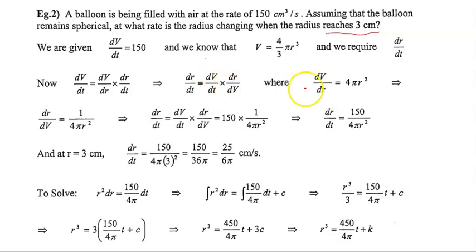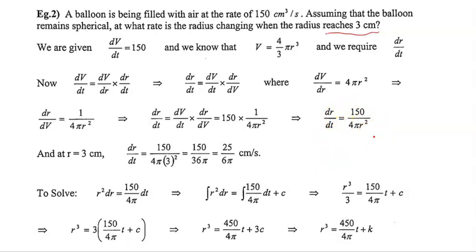Now here dV/dr is just the derivative of this, which is 4πr². And dr/dV, the reciprocal of that, will be 1 over 4πr². So dr/dt is dV/dt, which we know, times dr/dV. We have dr/dV here, and dV/dt, which is 150. dr/dV is 1 over 4πr². And so that implies that dr/dt is 150 on 4πr².